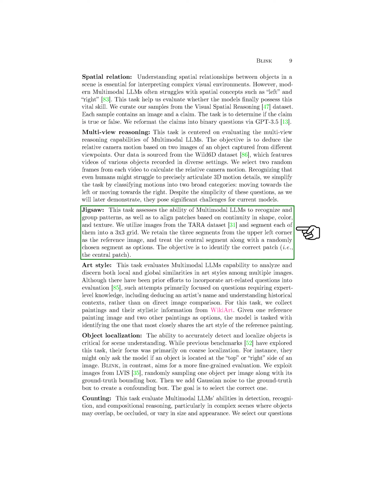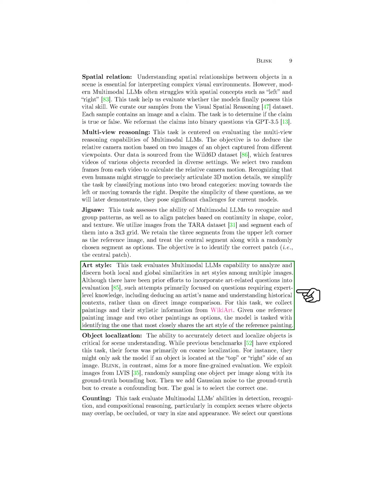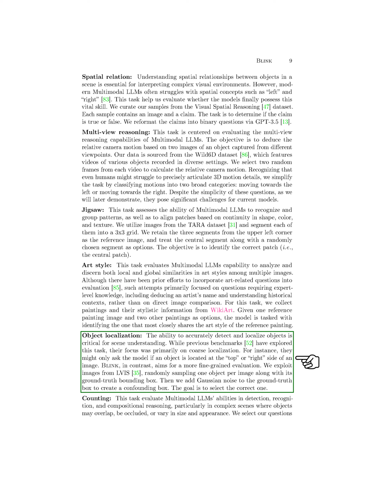The Jigsaw task assesses the model's capacity to recognize and group patterns based on shape, color, and texture continuity in images from the Terra dataset. The Art Style task evaluates the model's capability to analyze and distinguish art styles among images, using paintings and stylistic information. The Object Localization task tests the model's accuracy in detecting and localizing objects in images from the LVIS dataset.